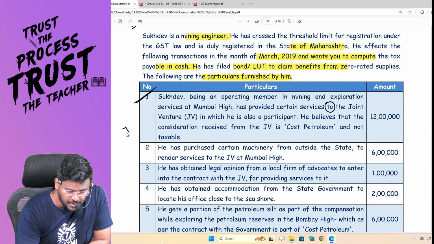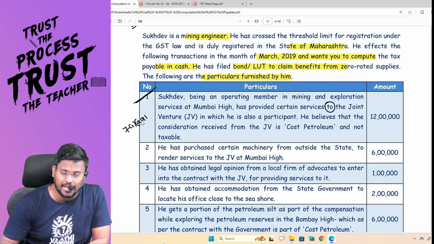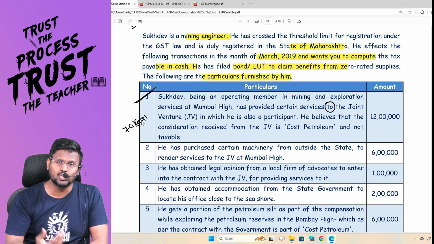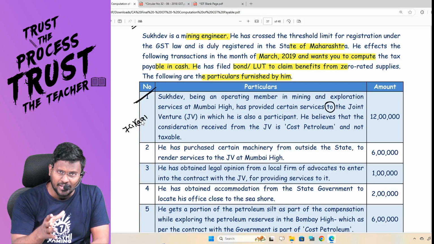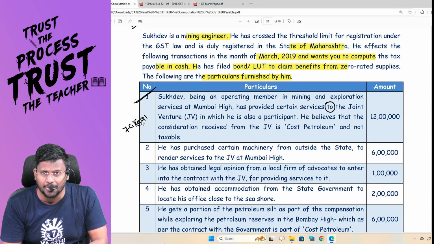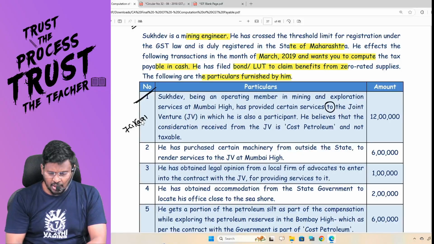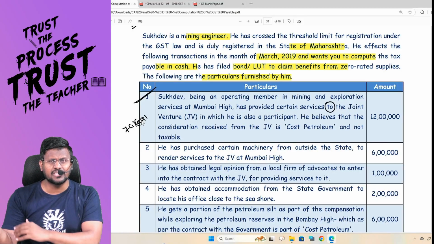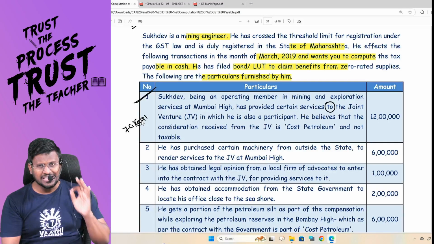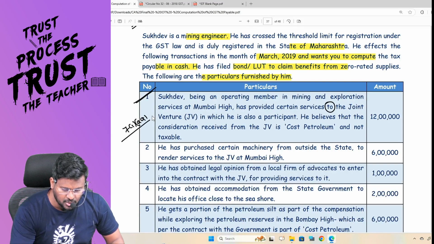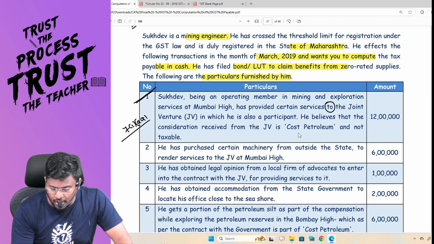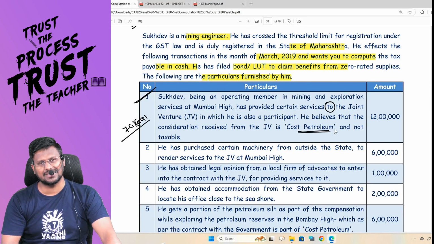As we all know, as per section 7 subsection 1 clause (aa), activities or transactions by any person other than an individual to its members, constituents, or vice versa for cash, deferred payment, or other valuable consideration is a supply. That means Sukhdev, a member, has provided certain services to the joint venture, so it's a supply under section 7(1)(aa). He believes that consideration received from the joint venture is cost petroleum and not taxable.